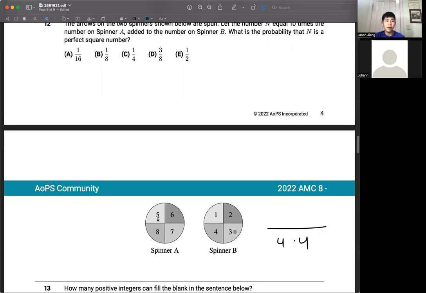So if we start with 5 as our tens place, none of these make a square number. If we start with 6, that does work. We can make 64. 7, we can't make any square numbers. And 8, we can make 81. So that gives us 2 possibilities out of 16, which is 1 in 8.